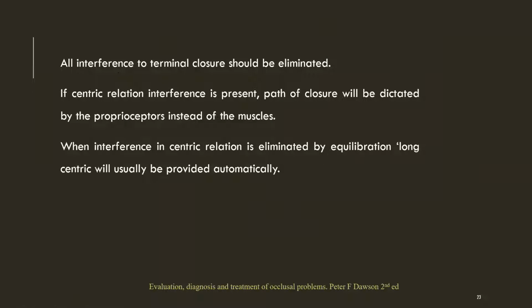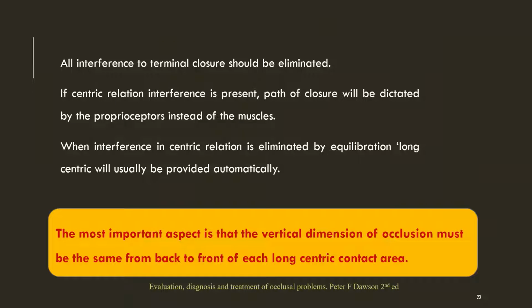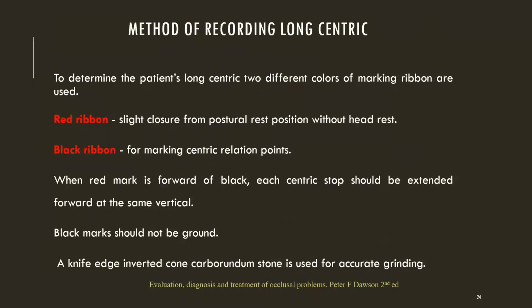So before doing this, all interferences should be eliminated, and if centric relation interference is present, then the path of closure will be dictated by the proprioceptors instead of the muscles. So the most important aspect in this is that the vertical dimension of occlusion should not be altered.